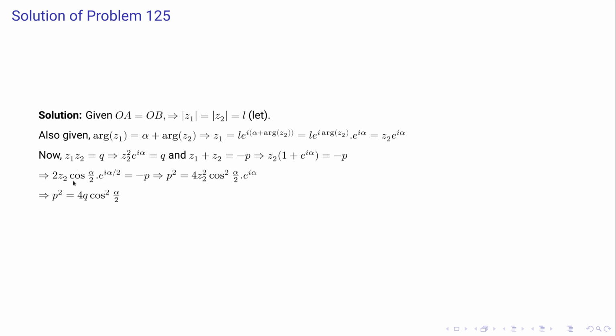So the left hand side becomes 2 Z2 cos alpha by 2 e to the power I alpha by 2 is equal to minus P. So we square both sides, we get P square is equal to 4 Z square cos square alpha by 2 into e to the power I alpha. Now we are given that Q is equal to Z square e to the power I alpha. So we substitute and we get P square is equal to 4Q cos square alpha by 2.